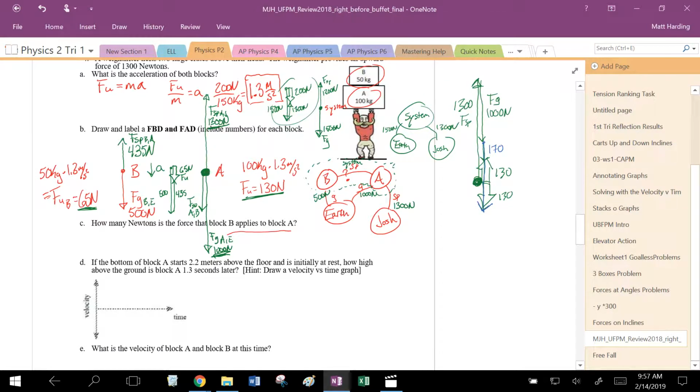I need something to click for you, but if you're just standing there holding your fingers, it's not going to click. If the FU is 130 up, that means the interaction from B is 170. If the FU of 130 is down, what would this whole thing have to be? Do some math.